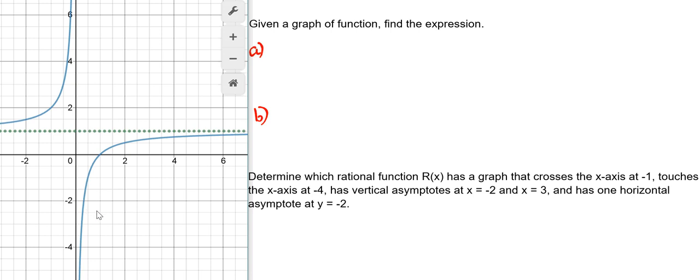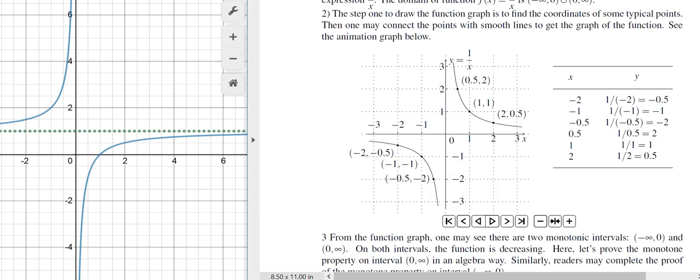This graph looks similar to the graph we have learned before, like this and like this. One piece is in the first quadrant, another piece is in the third quadrant, and then here it is in the second quadrant and the fourth quadrant. So they are different, but look quite familiar. This picture is y equals 1 over x.